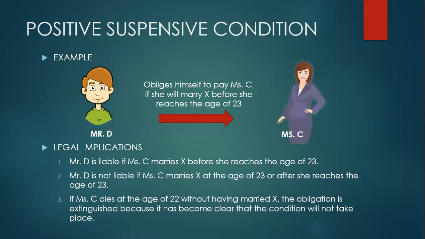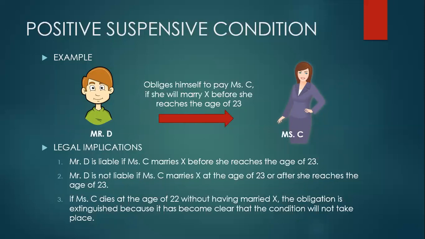For example, Mr. D obliges himself to pay Miss C if she will marry X before she reaches the age of 23. What are the legal implications of this based on positive suspensive condition? Number one, Mr. D is liable if Miss C marries X before she reaches the age of 23, because the condition is if Miss C will marry X before she reaches the age of 23, the obligation will attach.